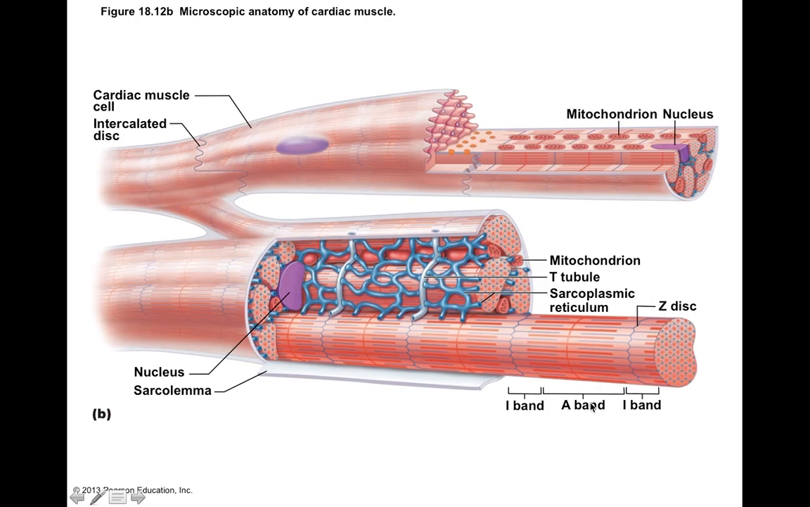Now, if y'all remember, we had A bands and I bands. The A band was basically the distance of our thick filament here, right? So this is the A band. And then the I band is the space between two different sarcomeres. So the A band actually gives the dark stripe on the striations, and the I band gives the light stripe on a striation.